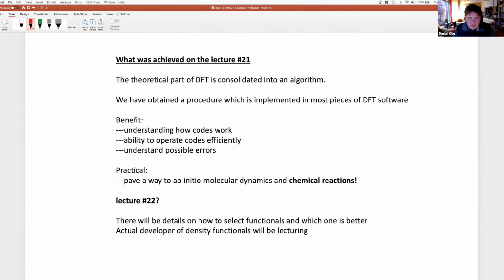So we have put all the information from the chapter into the algorithm, except the explicit equation for total energy, which will be the subject of the next lecture. So now we understand how the code works. You can operate codes efficiently, understand errors, and in fact, if you like programming, based on this information you can write a new DFT code. Maybe it is not needed for the community because there are several codes, but this information is sufficient to program DFT.